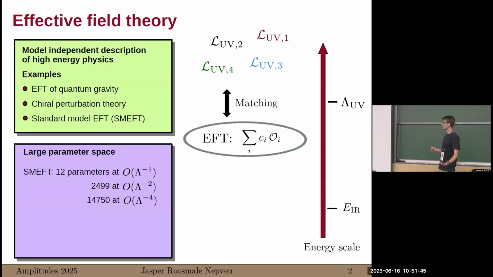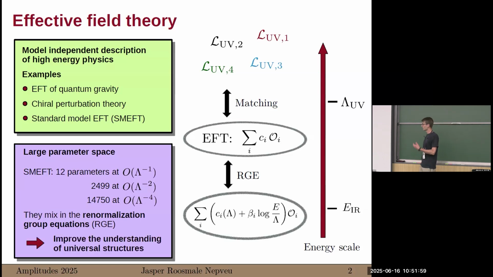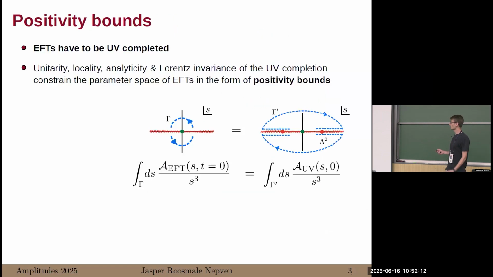It is made even more difficult because these parameters mix under the renormalization group equations. So you cannot study single ones in isolation, because then at lower energies, they will turn on other parameters. This really requires us to get a good handle on this parameter space to understand the theory well, and to identify some universal structures in generic effective field theories. One such universal structure is given by positivity bounds on these parameters, which reduce the freedom in the parameter space.